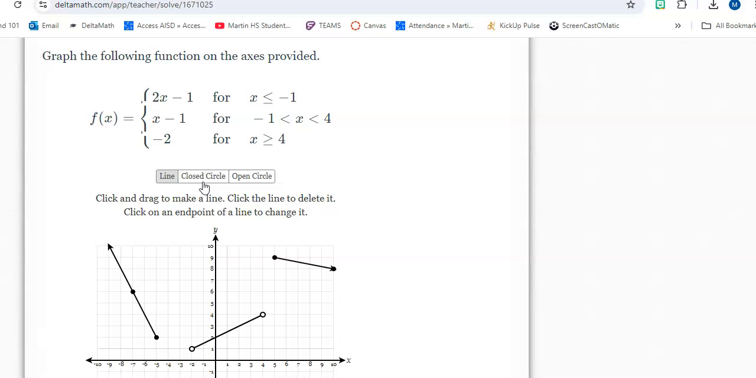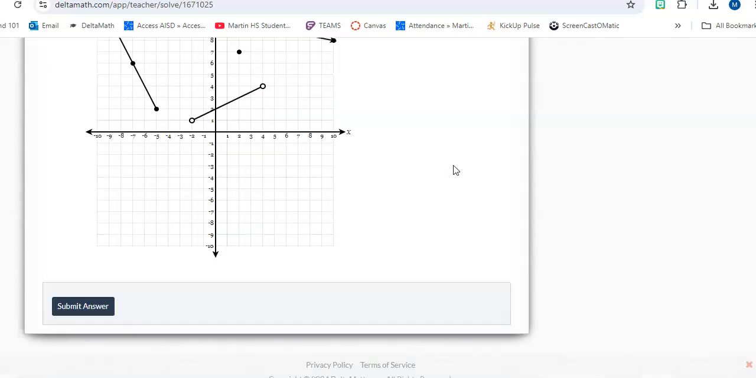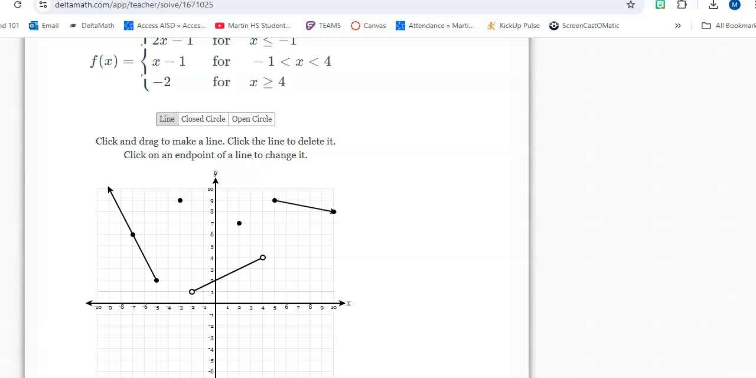So if you only needed to graph 1 point, you would, along here, just click closed circle and plot it where you needed it. But when you're working with your lines, again, clicking on them changes them from closed, open, to arrows. So that's just some helpful tips on how to graph these in Delta Math. And that wraps up our day 1 of Piecewise Functions.